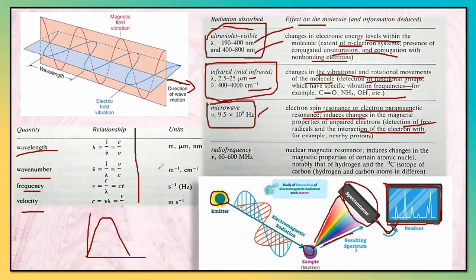Okay, last and final is the radio frequency. In radio frequency, nuclear magnetic resonance operates, and here the isotopes or radioactive materials are evaluated and gradually we get the spectra. Okay.